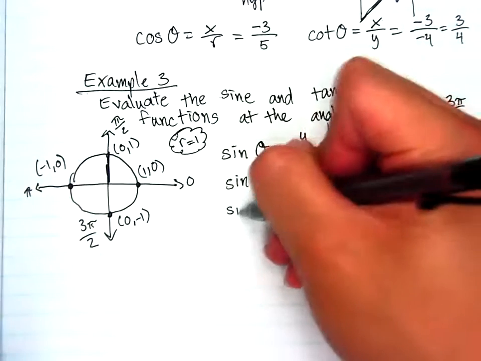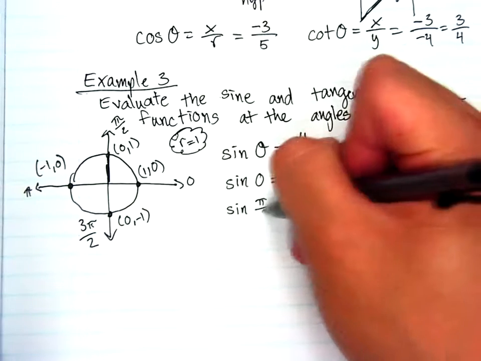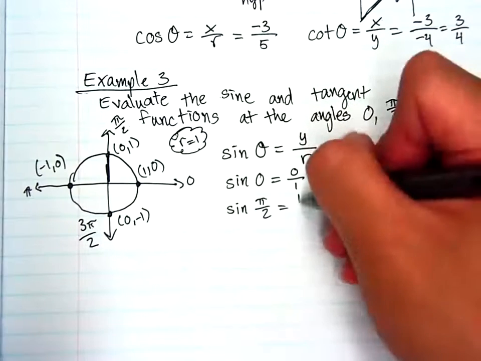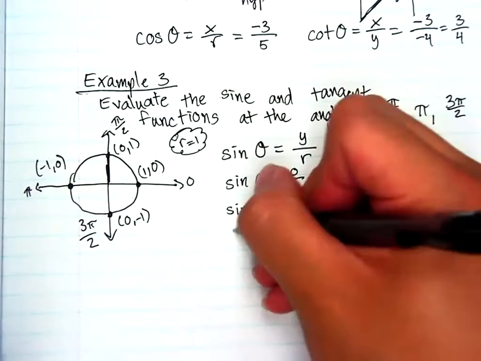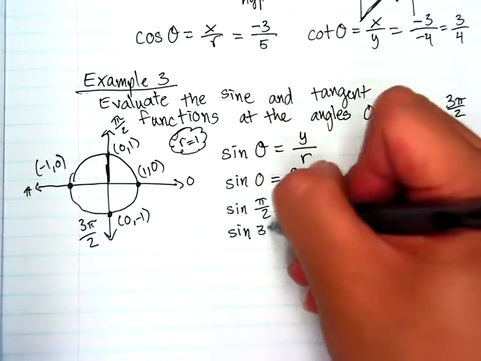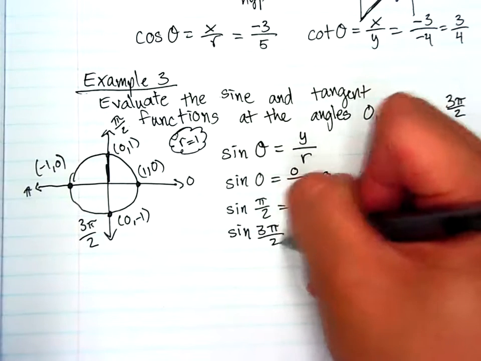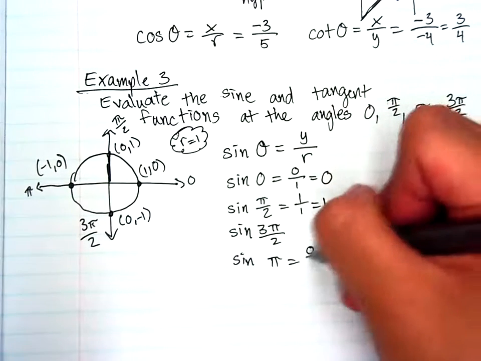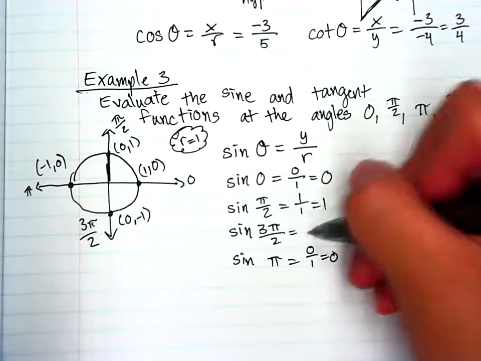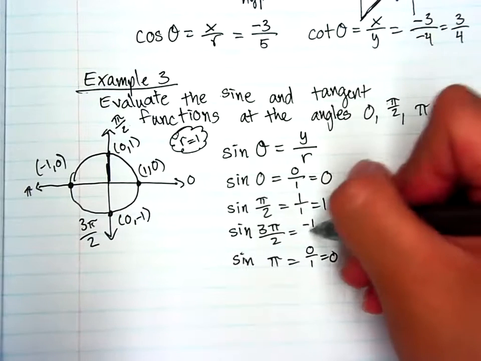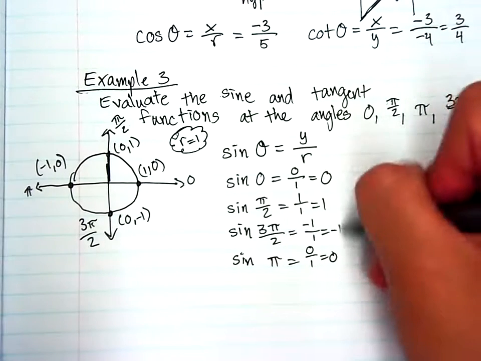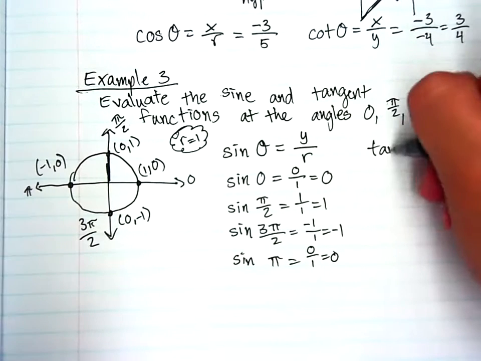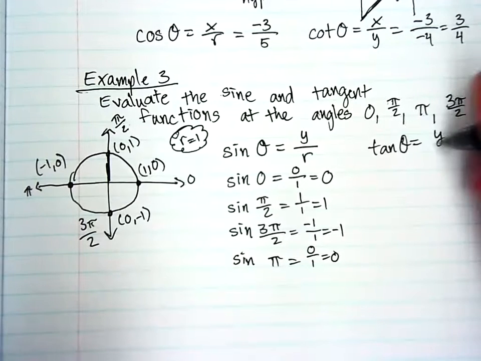Sine of pi over 2. My y value is 1. So it's 1. And I'll just go ahead and fill out the rest. Skip to pi. So sine of pi, 0 over 1, 0. Sine of 3 pi over 2, negative 1 over 1, so negative 1. And then we have tangent theta, which is y over x.